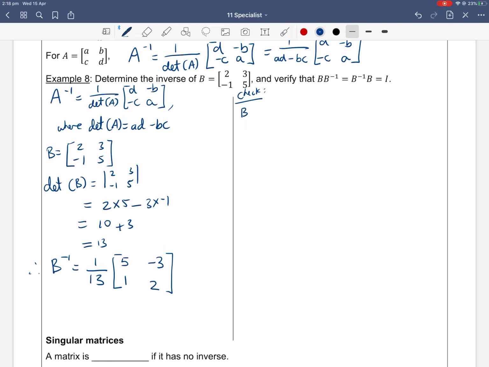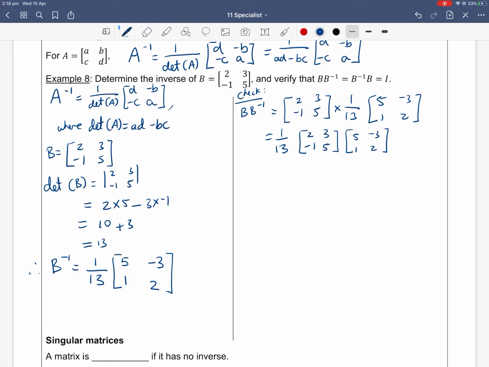Okay, so let's check. If I multiply B and B inverse, will I get back the identity? B was 2, -1, 3, 5. I need to multiply that by 1 over 13 times 5, 1, -3, 2. The 1 over 13 is a constant coefficient, so I can multiply that out later. I'm going to multiply my matrices first. I've got a 2 by 2 multiplied by a 2 by 2, so I should get back a 2 by 2, because the inside dimensions match, and the outside dimensions give my final answer.